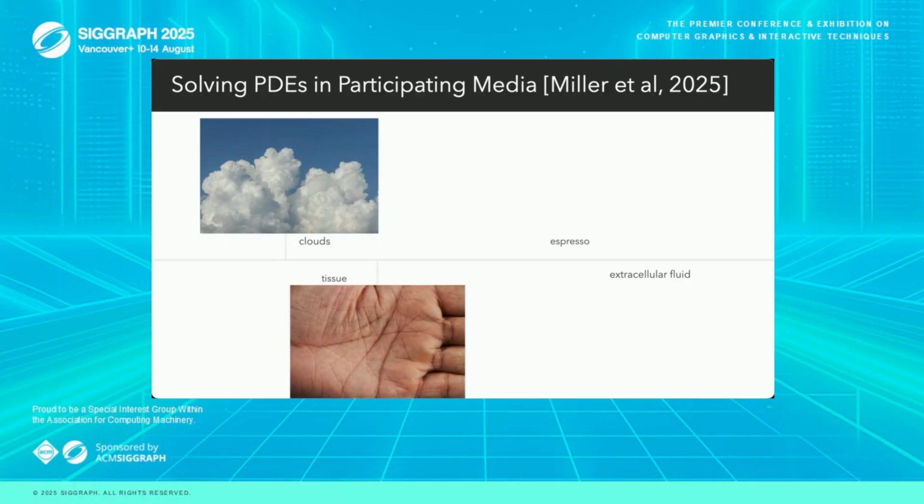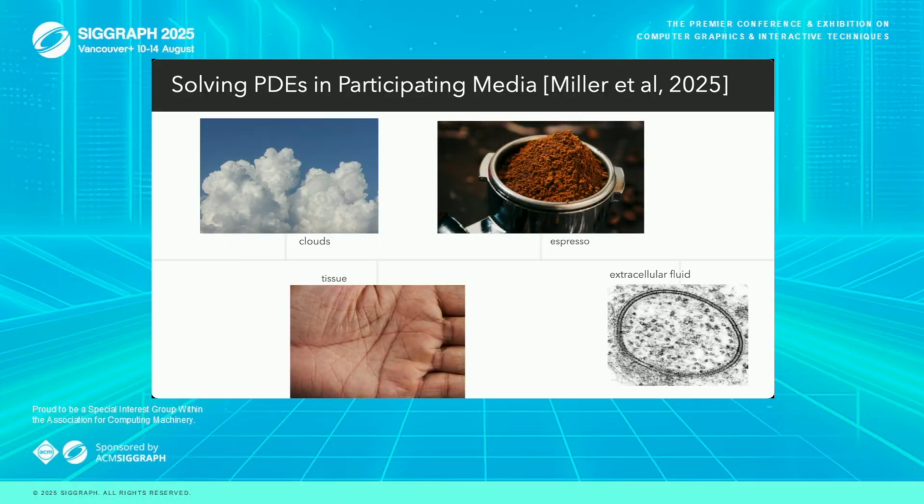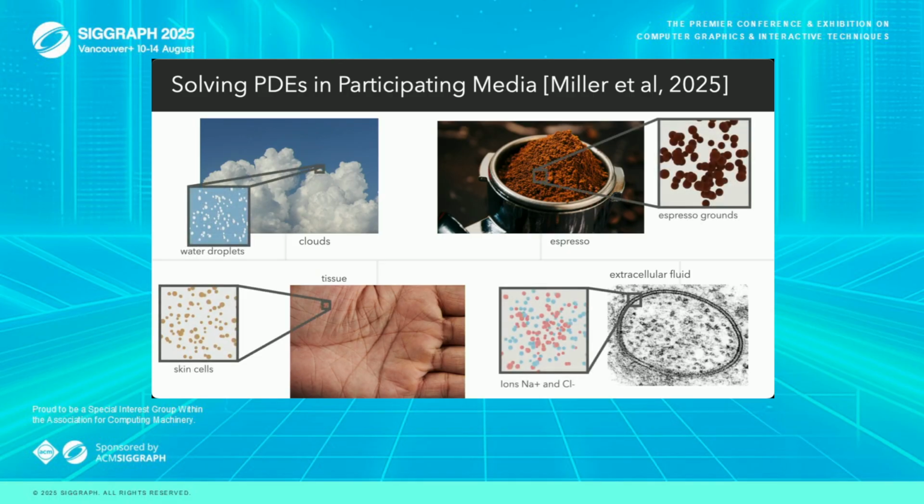In the same session, Bailey will present a walk-on spheres algorithm to solve differential equations in participating media, such as clouds, espresso grounds, or extracellular fluids. These media are defined as a collection of microscopic particles, like water droplets in a cloud or ions in a solution around a cell. And unlike scenes with only boundary geometry, these particle collections can actually be really challenging to work with because in many cases, we don't even have an explicit geometric model for them. It's just a probabilistic description of their distribution.